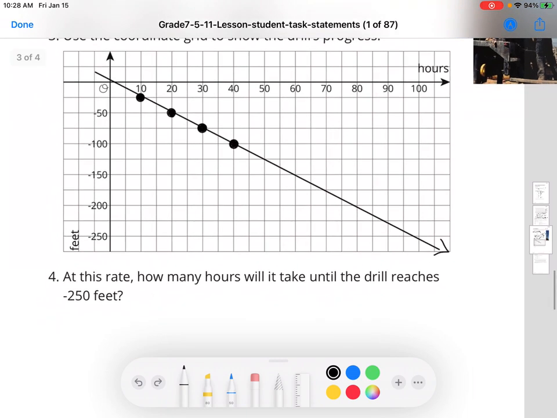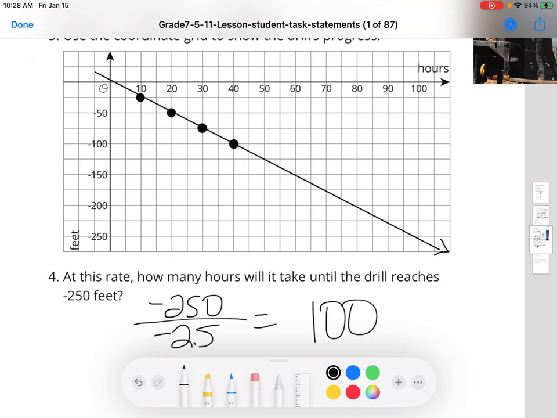So on number 4, it says, at this rate, how many hours will it take until the drill reaches negative 250 feet? So we can just use our constant of proportionality. So negative 250 feet at negative 2.5 feet per hour. And that tells me it would take 100 hours. So that means at 100 hours, your line should pass through at negative 250 feet. And as you can see, my line is just a little bit off.